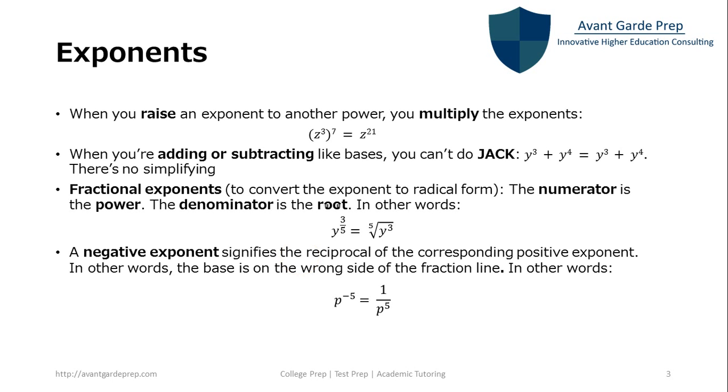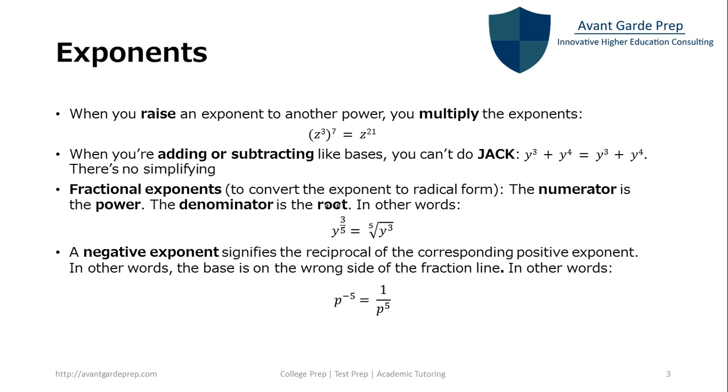When adding or subtracting like bases, you can't do anything other than simplify by factoring out a common factor. In this example, y to the third plus y to the fourth, you can factor out y to the third, and the problem becomes, or it can be restated as, y to the third times the quantity of 1 plus y. This will come in handy later on.